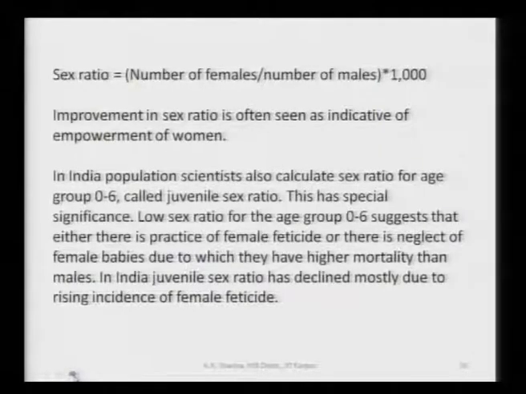This has special significance. A low sex ratio for the age group 0 to 6 suggests that either there is a practice of female infanticide, or there is neglect of female babies due to which they have higher mortality than males. In India, the juvenile sex ratio has declined mostly due to the rising incidence of female feticide.